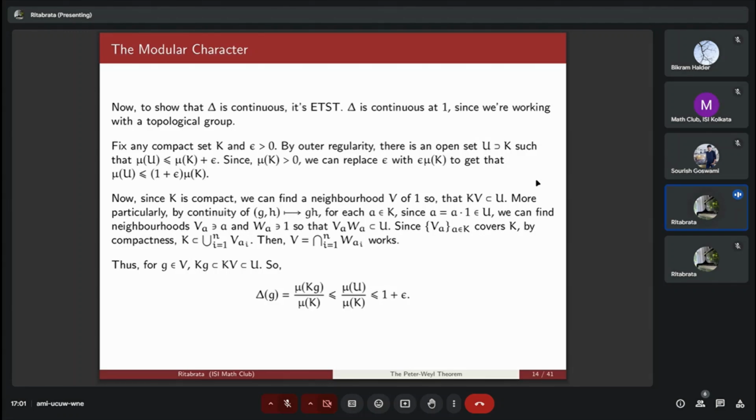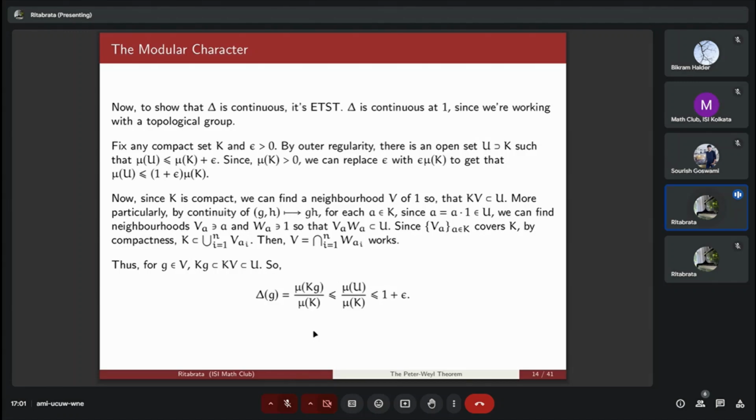Basically, it means that if a compact set is inside some open set, then an open translation of that compact set is also inside that open set. So for g in V, Kg is a subset of U, and we can write delta of g equal to mu of Kg by mu of K, and mu of Kg is a subset of U. So mu of Kg is less than or equal to mu of U, and mu of U by mu of K is less than or equal to 1 plus epsilon by our construction.